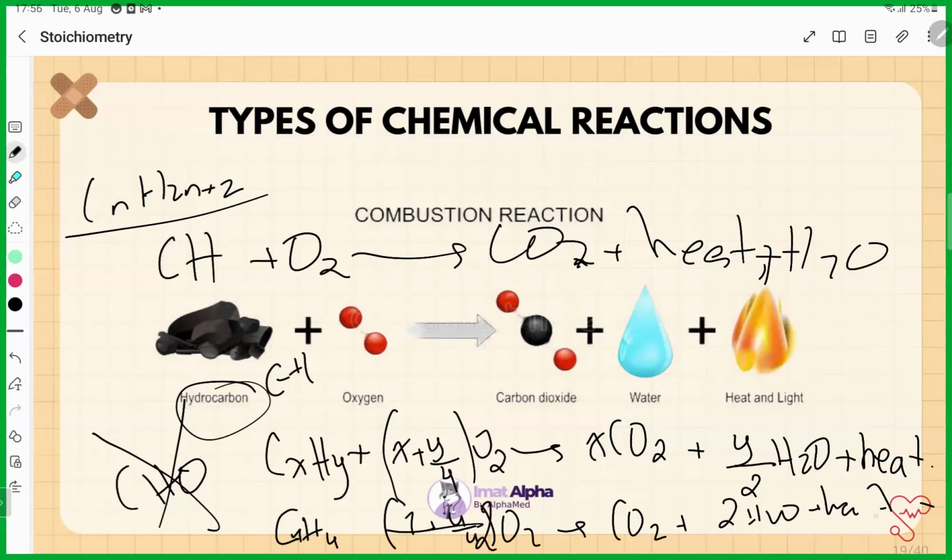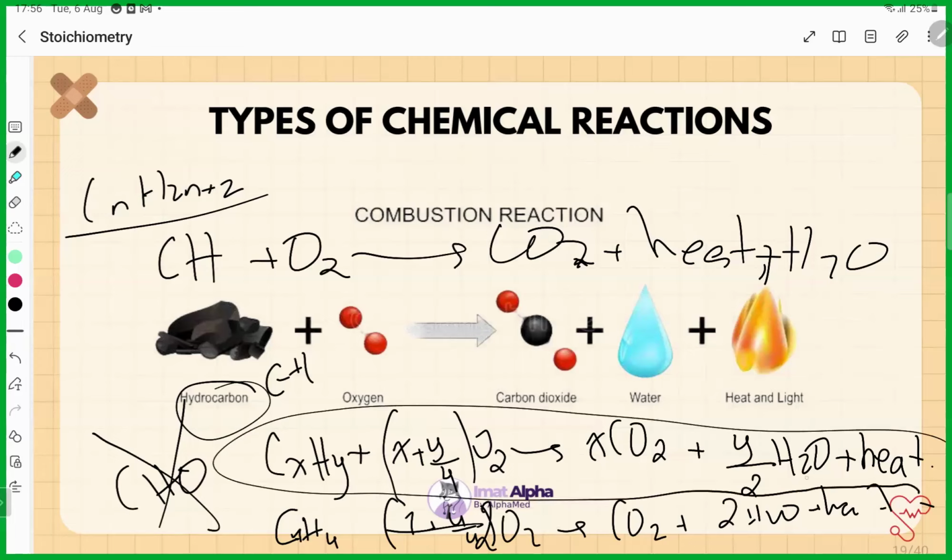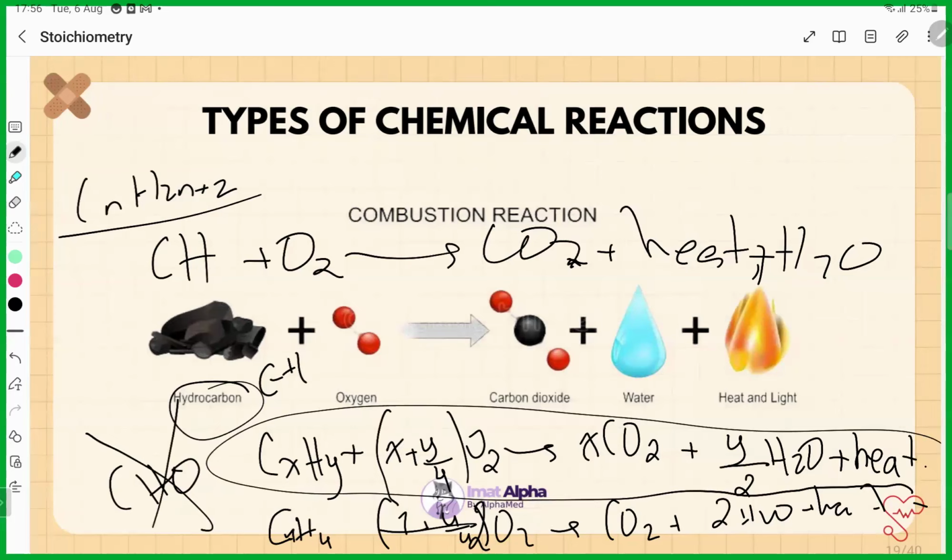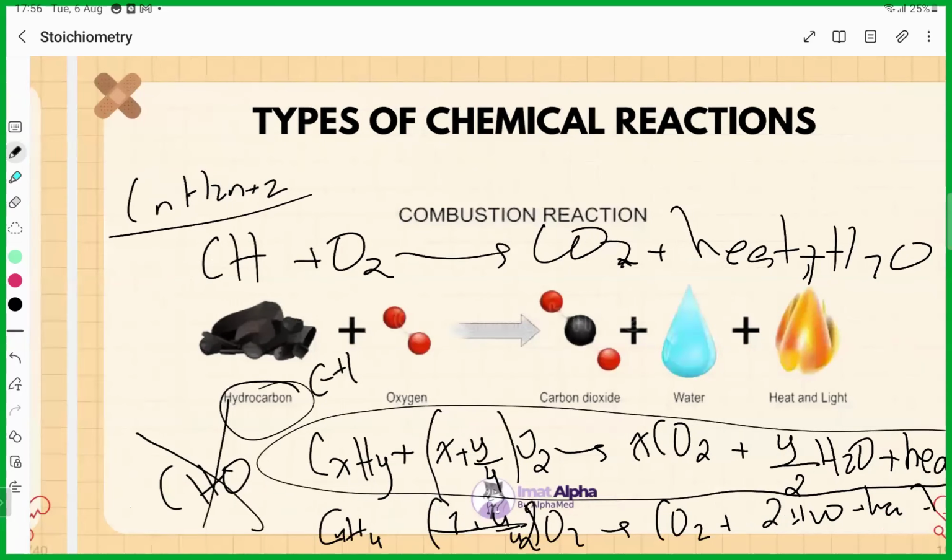Now they might give you hexane and nonane and decane and big numbers and whatever. So all you have to do is memorize this formula and just know how to work with the combustion. Super easy. So I think you can screenshot it, or you can get it from the recording, or write it.